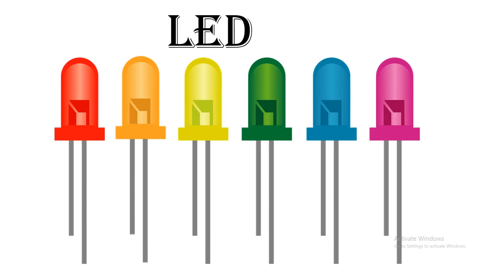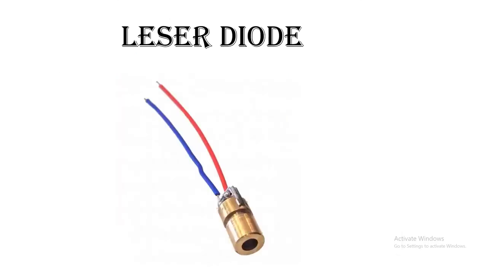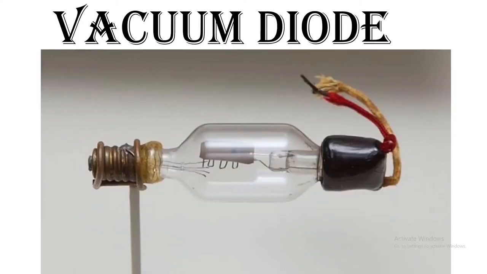The next type of diode is the LED, meaning light emitting diode. The LED is also a type of diode because it allows current to flow on one side but blocks the current on the other side. The laser diode. A laser is also a type of diode. Vacuum diode. The vacuum diode is an old type of diode which is not used nowadays. Early on, the new invention was the vacuum diode. The function of the vacuum diode and the p-n junction diode is the same, but this diode is very large in size, and over time the vacuum diode was converted into the p-n junction diode.